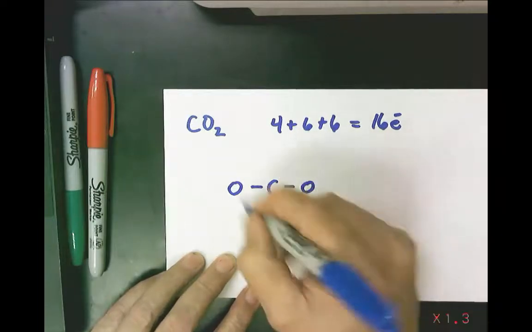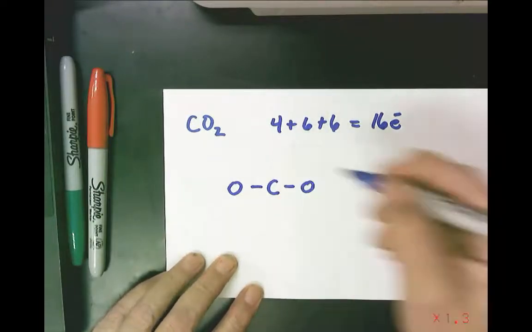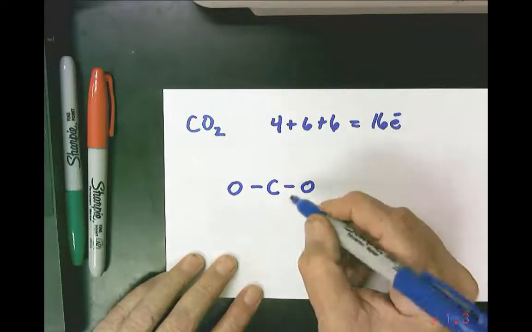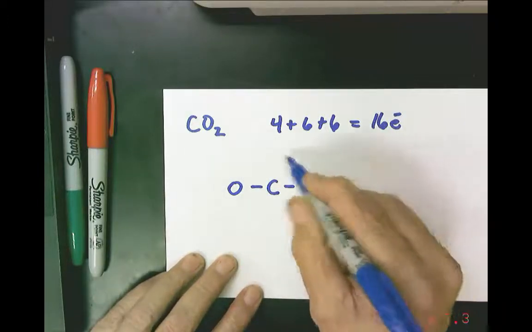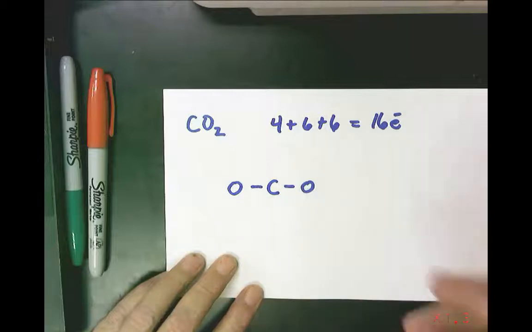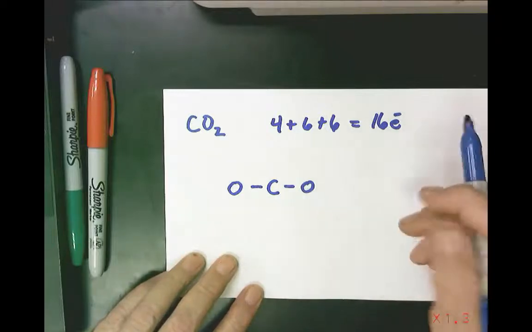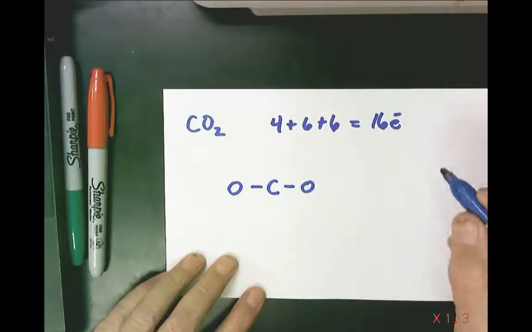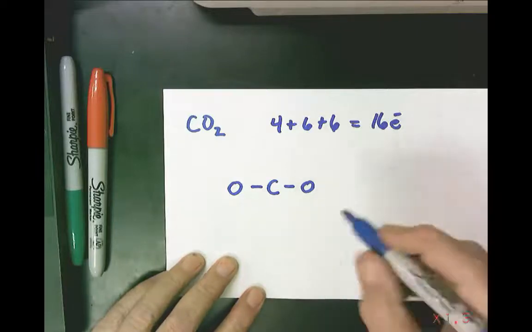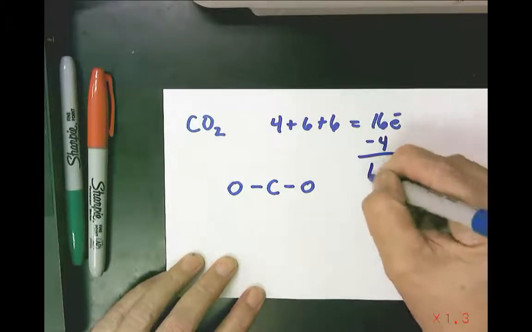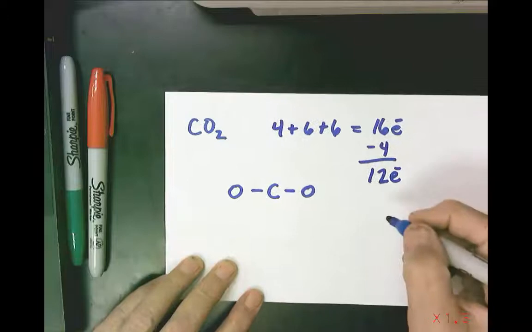And again, it doesn't matter where you make the dash. You could have put it up this way if you want to. You'll get a better understanding for the shape when we get into the next lesson when we talk about the VSEPR model. All right, so we've used 4 electrons so far. So we've got 12 electrons left.